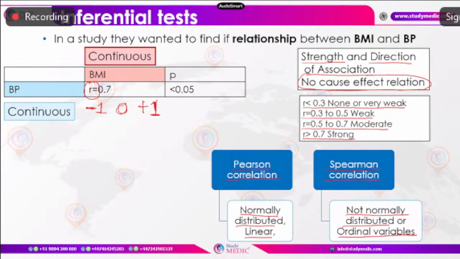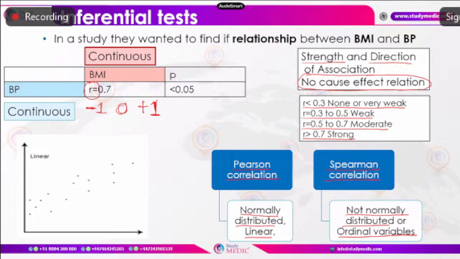A strong association can be statistically not significant, which is determined by the p-value. And even a weak association can still be significant if the p-value is less than 0.05. So we should not confuse the coefficient of correlation with the significance of the test.